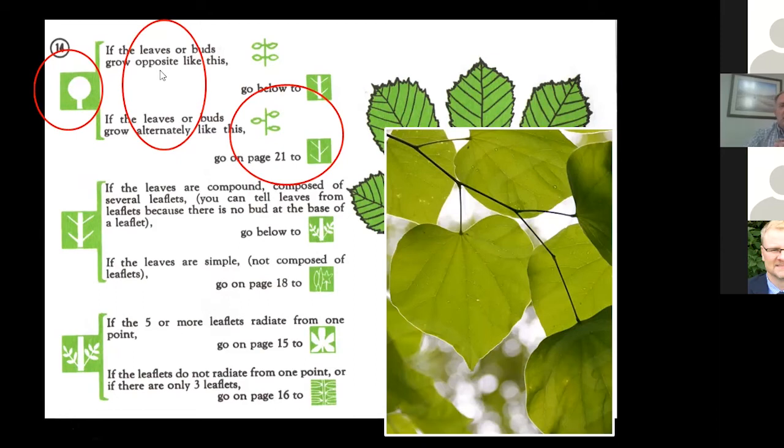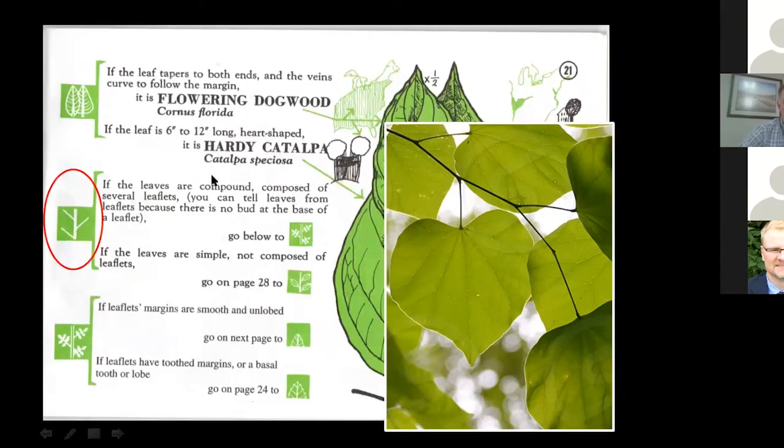So we're going to eliminate, we can just rip those pages out if we want to, and we're going to jump square ahead to page 21 to start picking up on alternate ones. So let's turn to page 21. Don't forget to take the icon. And here's the icon. And the two important words here, is it compound or is it simple?